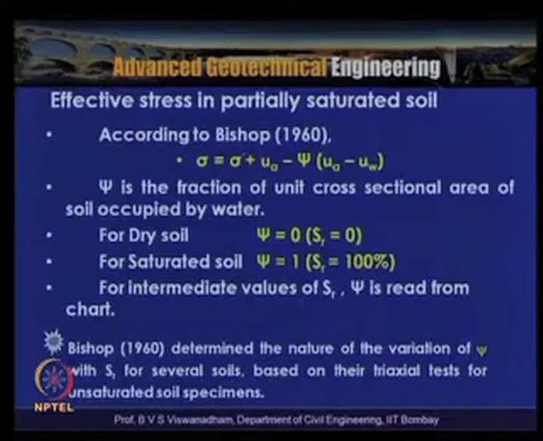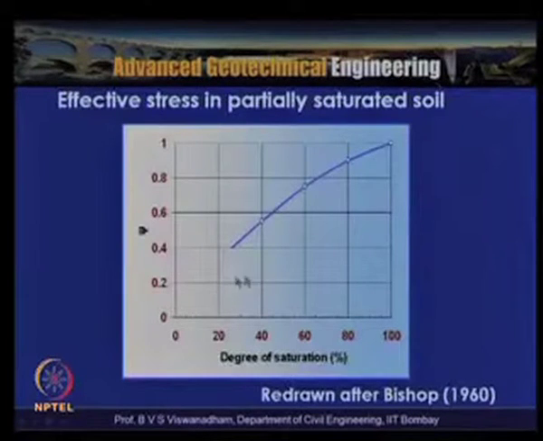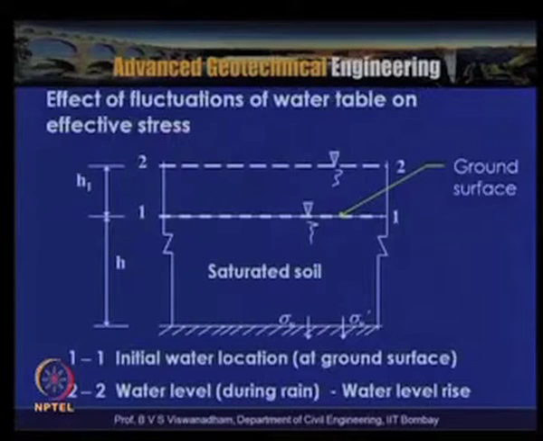So, Bishop in 1960 determined the nature of the variation of psi with degree of saturation for several soils, based on triaxial tests on unsaturated soil specimens. In this slide, this graph gives the variation of psi with degree of saturation. As can be seen, with an increase in degree of saturation, the value of psi tends to become 1. Effect of fluctuations of water table on the effective stress.